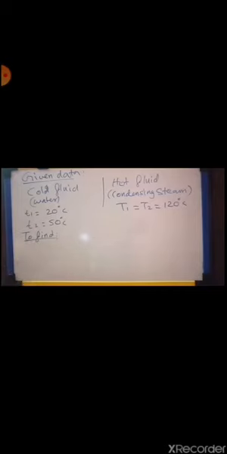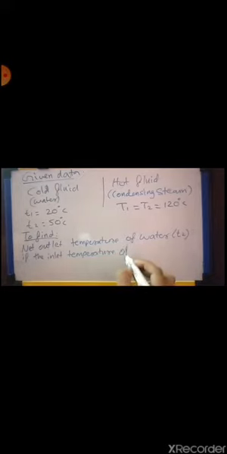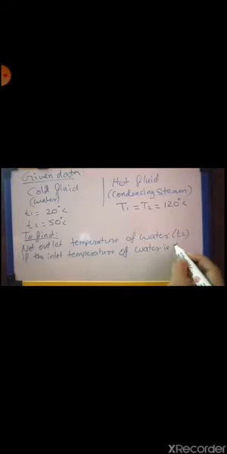To find, we have to find the net outlet temperature, that is small t2, of water, if the inlet temperature of water, that is small t1, falls to 15 degrees centigrade. Then the solution.